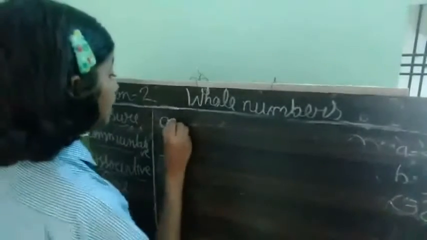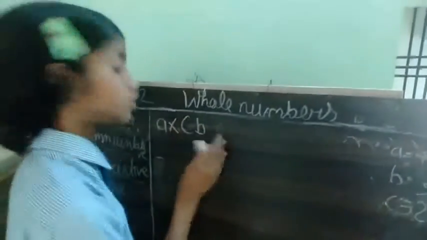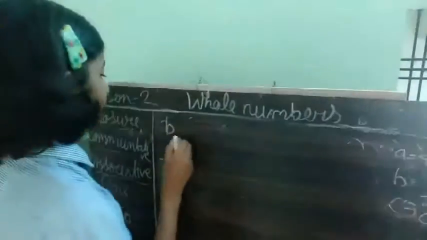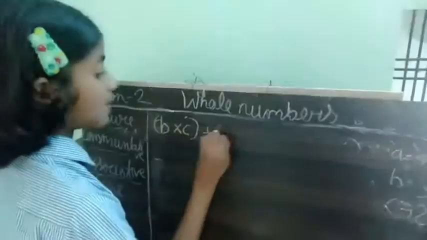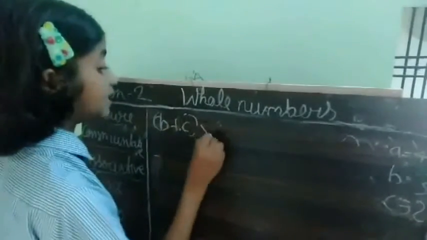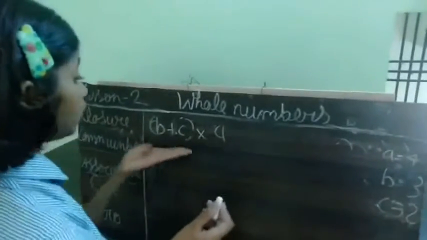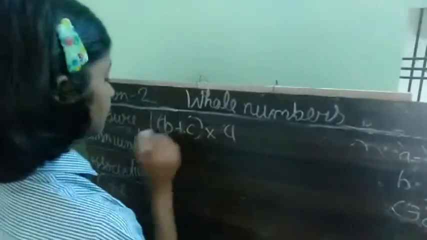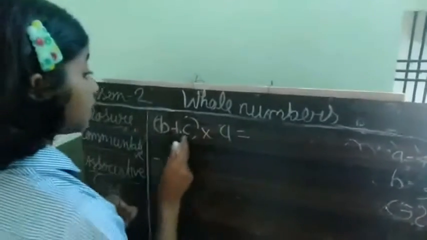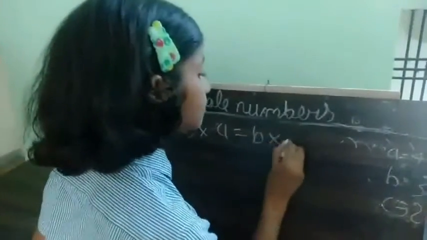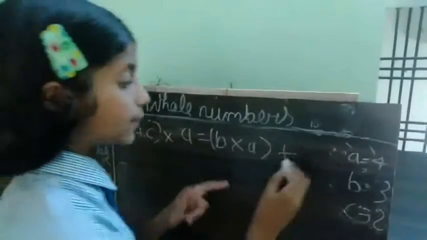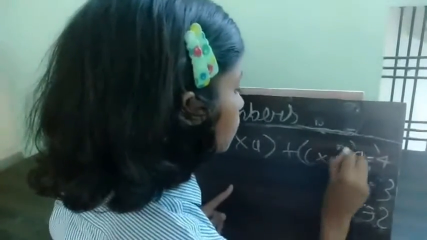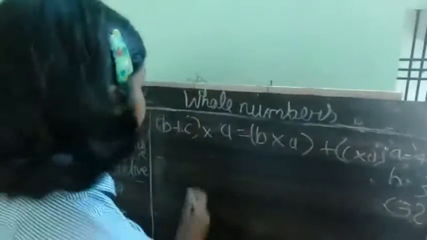Second method: A into B plus, sorry, we can write it the opposite way, such as B plus C into A. Now we will solve it with two methods. First, equals A into B in bracket plus C into A. Now by number we can solve it.